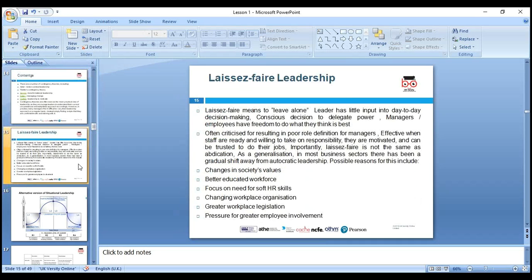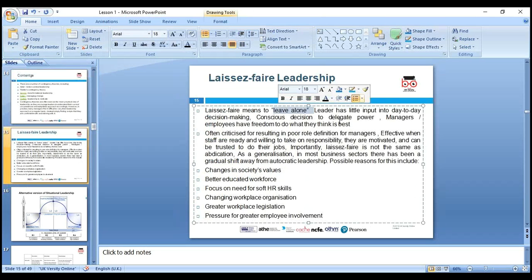Then one other leadership style is laissez-faire leadership, which means leave alone. The leader has little input into day-to-day activity and decision making. They say we'll make the team and delegate. It doesn't mean every time you're sitting in front of them watching what people are doing. You really bother about the performance. It is a conscientious decision to delegate power. Managers and employees have the freedom to do what they think is best.